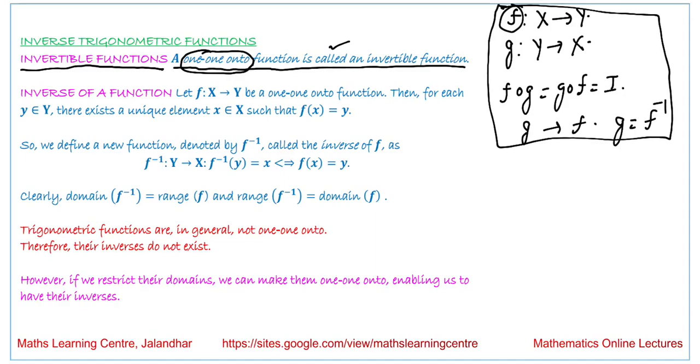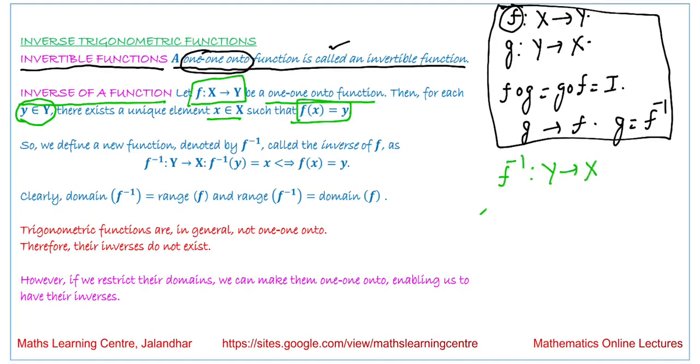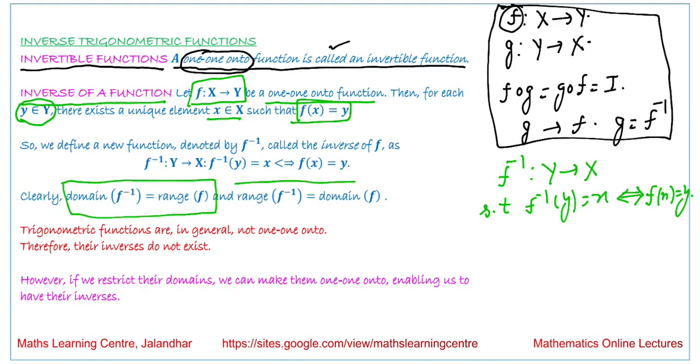So next thing we are talking about is the inverse of a function. We are saying that f is a function defined from X to Y and it is a 1-1 onto function. Then for each y in Y there exists a unique element in X such that f of x is equal to y, and the inverse function f inverse is defined from Y to X such that f inverse of y is equal to x. This implies, and is implied by, f of x is equal to y. The domain of f inverse is the range of f and the range of f inverse is the domain of f. These things we have already studied in our previous lecture.